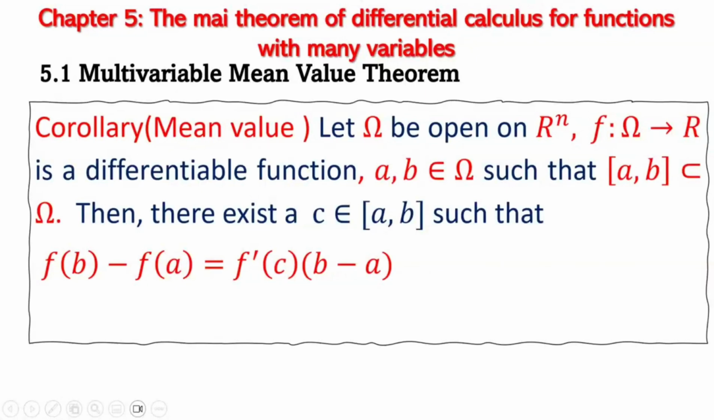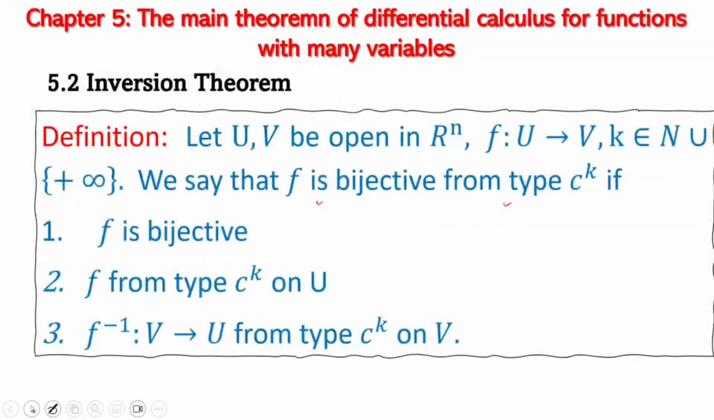And the next corollary is more specific. If f is differentiable and a, b belong to omega such that the interval ab is in omega, then there exists a c belonging to ab such that f of b minus f of a is equal to f dash c (b minus a). Meaning we can neglect the vector v with the dot product. So this is another consequence of the mean value theorem. In the next lecture we are going to discuss the inversion theorem.